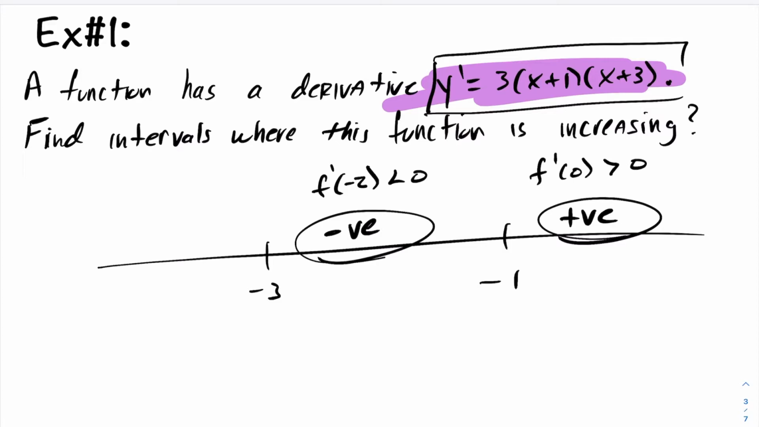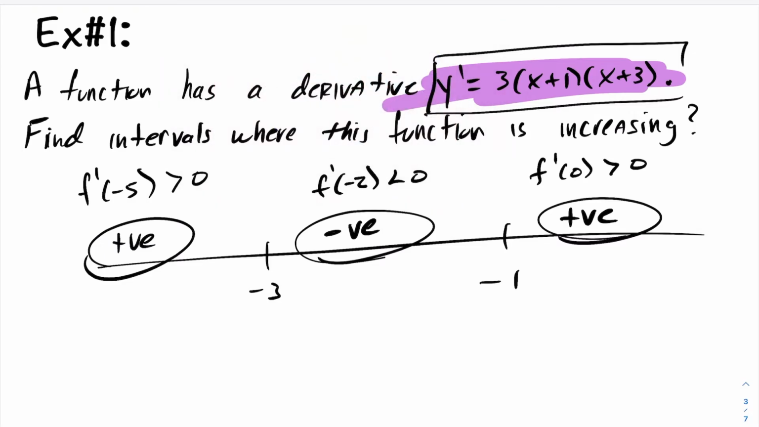And lastly, pick a number less than minus 3. So let's say f prime at negative 5. Plugging that into this expression here, we'll find that the derivative is positive. And because of that, f prime is going to be positive on this entire interval.